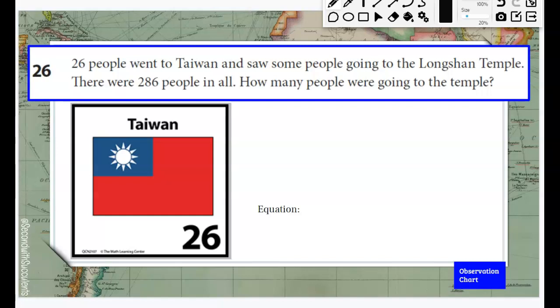As I read for the second time, write your equation. 26 people went to Taiwan and saw some people going to the Longshan Temple. There were 286 people in all. How many people were going to the temple?